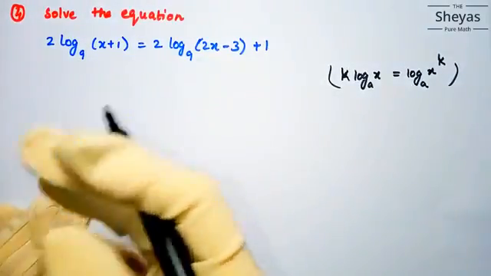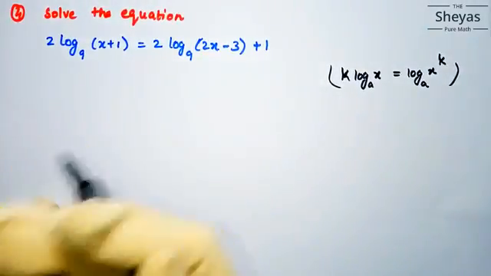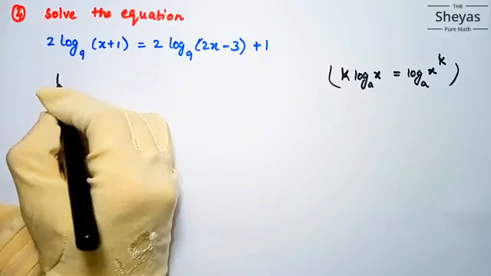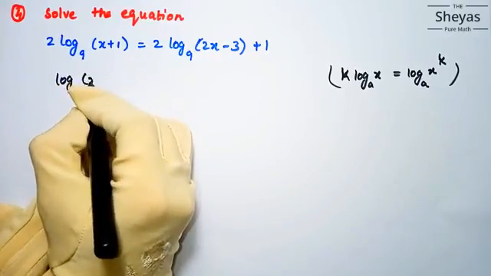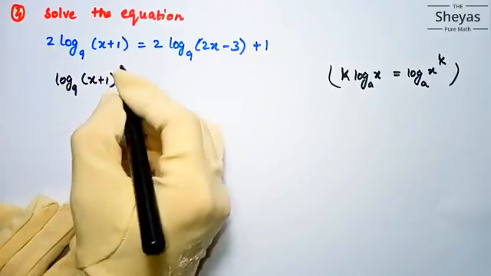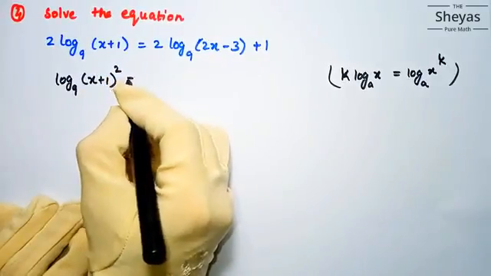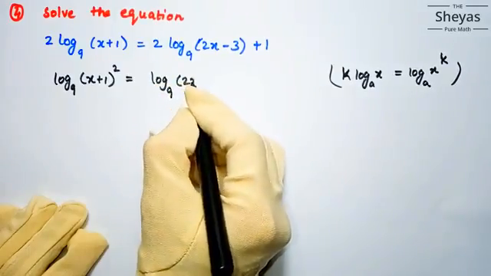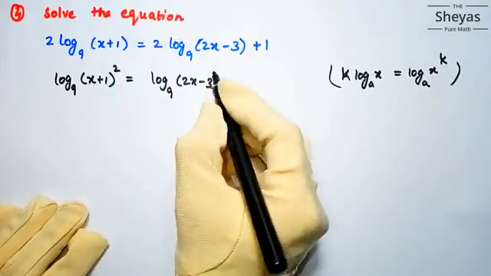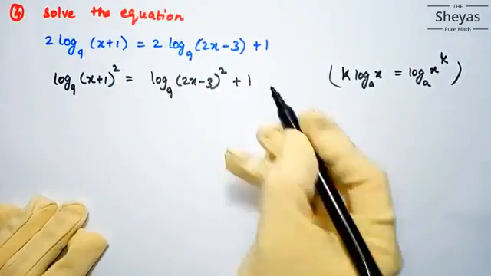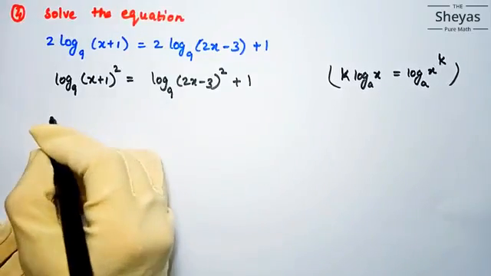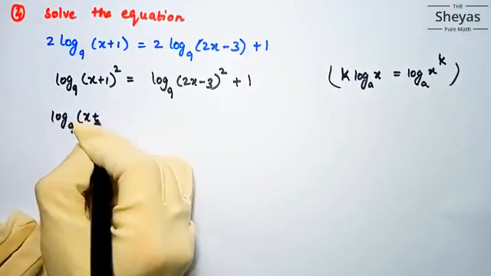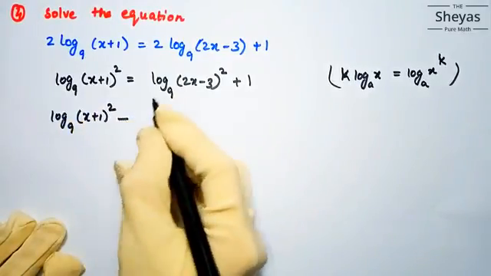So we have seen in other problems, the same way we have to do the power rule also. So what is the first step here? Log 9 (x plus 1). What is in front will come to the power, so it will be squared. And here also the same thing, log 9 (2x minus 3). What is in front of the log will come to the power. Then here you have to write this as such.